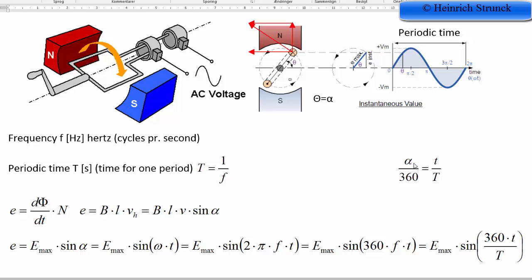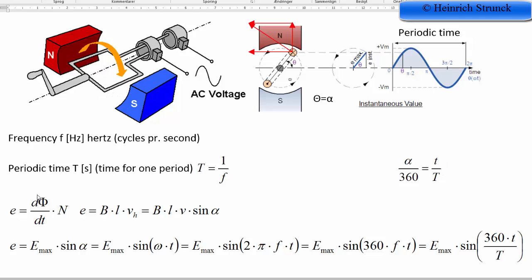So the relationship is that the angle divided by the total length, 360 degrees, is equal to the time divided by the periodic time. And this information we use later.